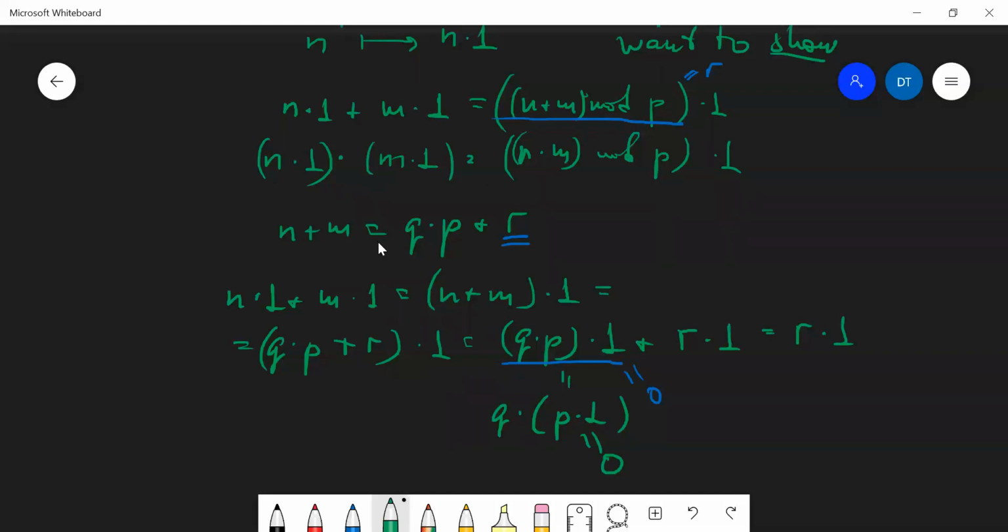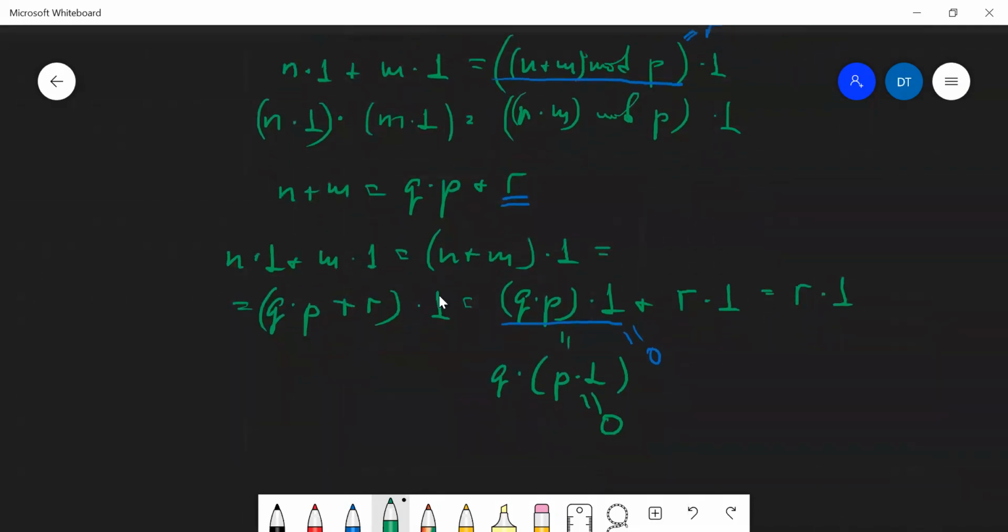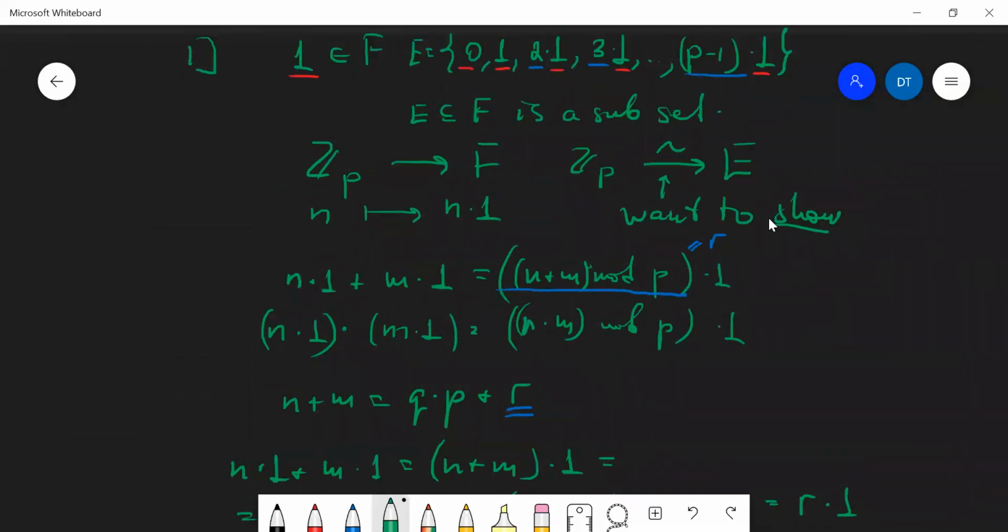In the second case, we do exactly the same thing, but we put a dot here instead of plus, and it works exactly the same. Well, the beginning is a bit different, but I think it's a good exercise. Okay, so let me summarize what's going on here.